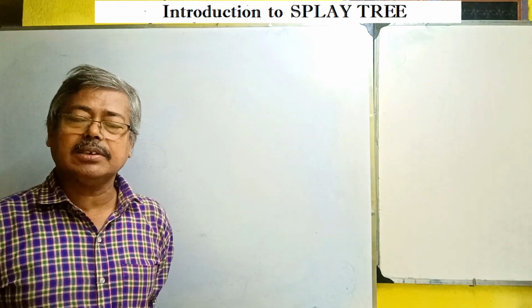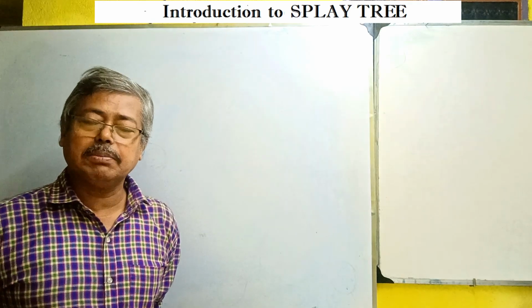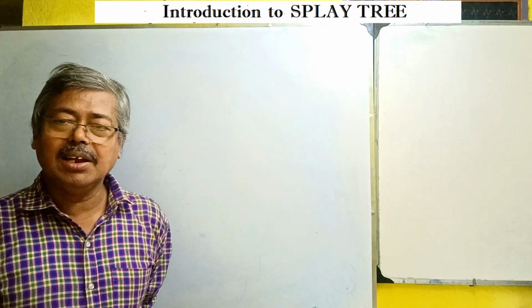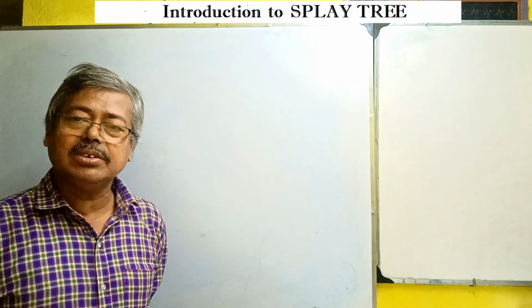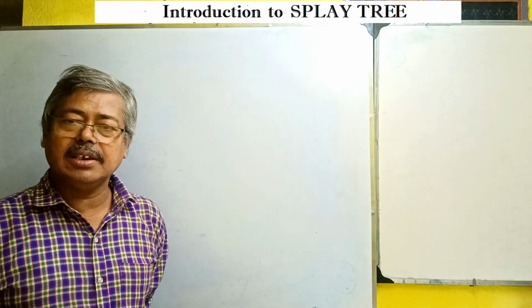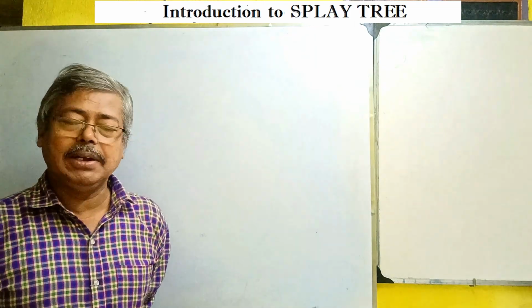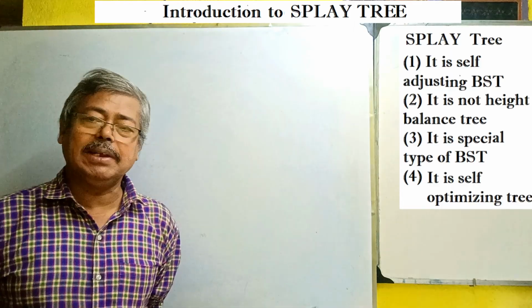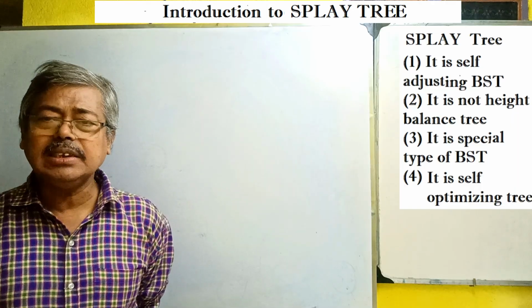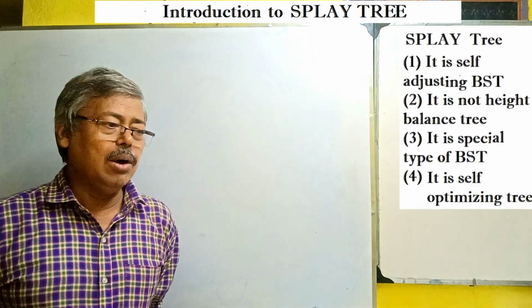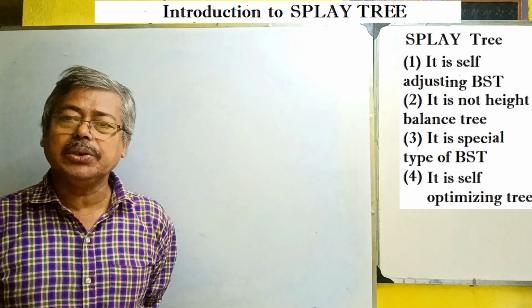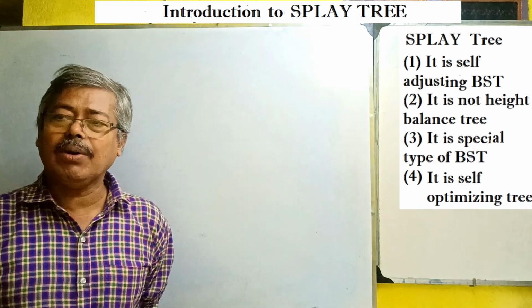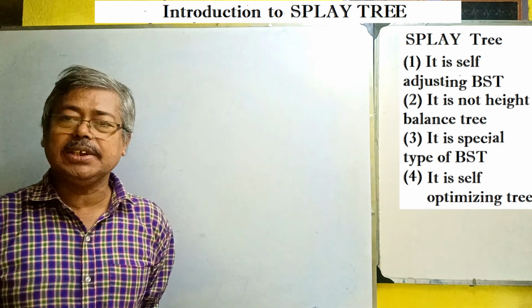Today I want to discuss the topic of the splay tree. What is a splay tree? A splay tree is not a strictly height-balanced tree. It is simply a self-optimizing tree, or we can say a self-adjusting tree. So what is the procedure? How does the splay tree arrange the nodes, and what is the minimum time complexity it gains?